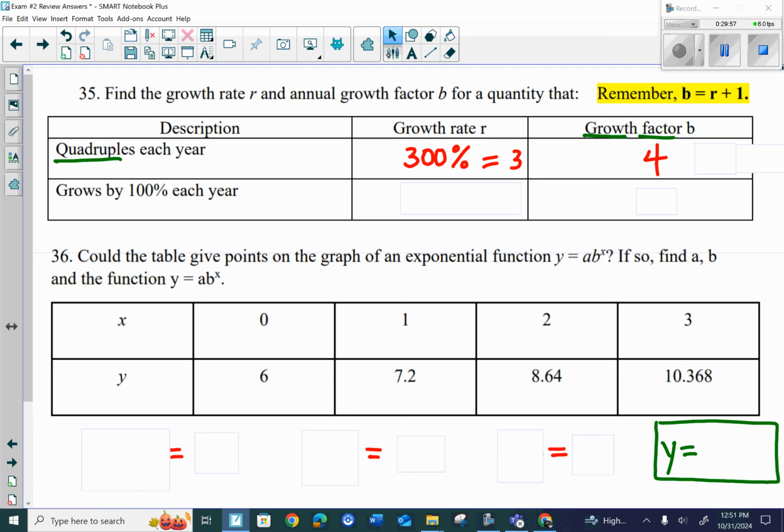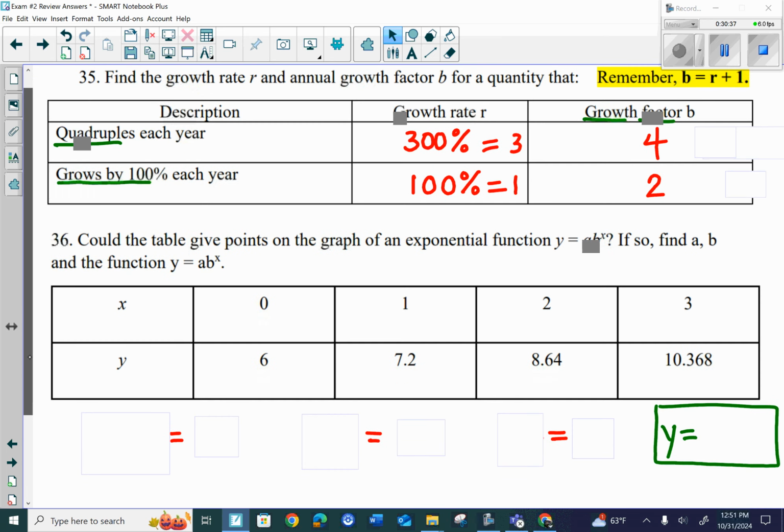In the second one, it says it grows by 100% each year. So since it grows by 100% each year, that's really telling you a growth rate of 100% or 1. Okay, so you have to kind of figure out that that's telling you a growth rate instead of growth factor like the first one was. So since r is 1, 1 plus 1 would be the value of b, which is 2. Basically it doubles, right? If it grows by 100%, you're doubling it. That makes sense. Always look back and see if it makes sense.